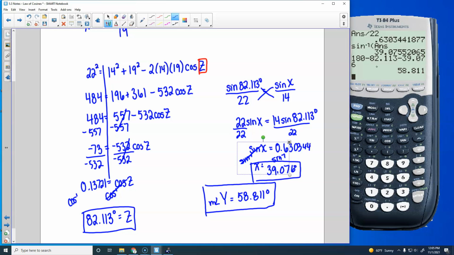All right. Questions. These are kind of lengthy, but there's no ambiguous cases, and you can revert back to law of sines if you prefer doing that. Okay, questions?